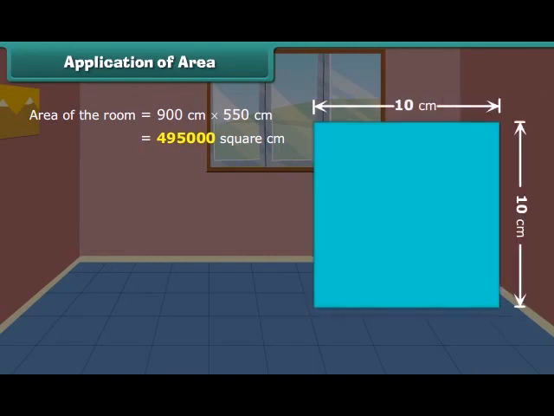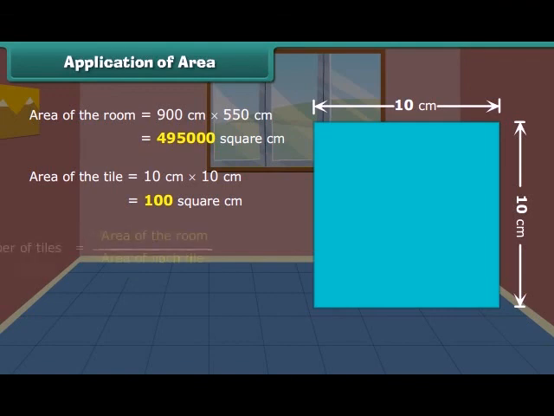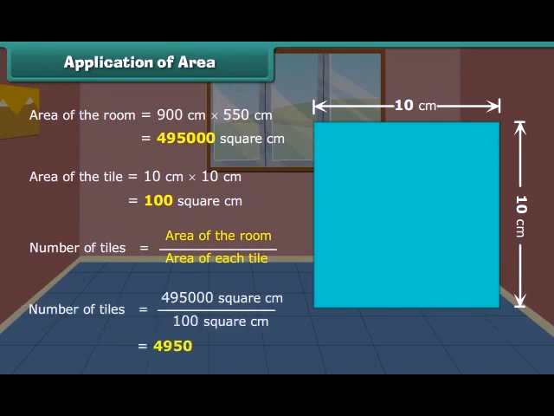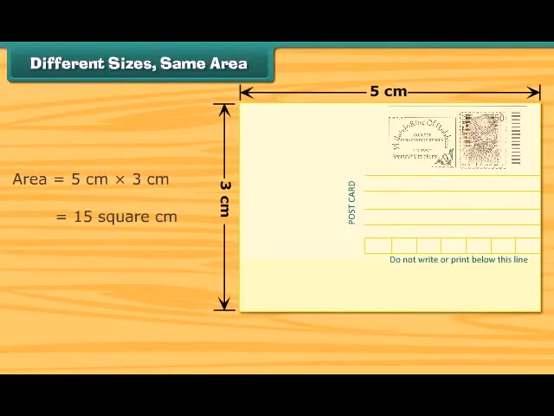Let us find the area of the tile now. Area of the tile is equal to 10 multiplied by 10. It is equal to 100 square centimeters. We can find the number of tiles needed by dividing area of the room by the area of each tile. Thus, number of tiles needed is equal to 4,950.